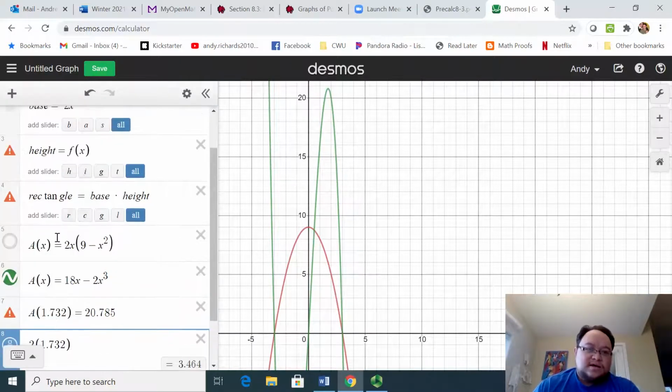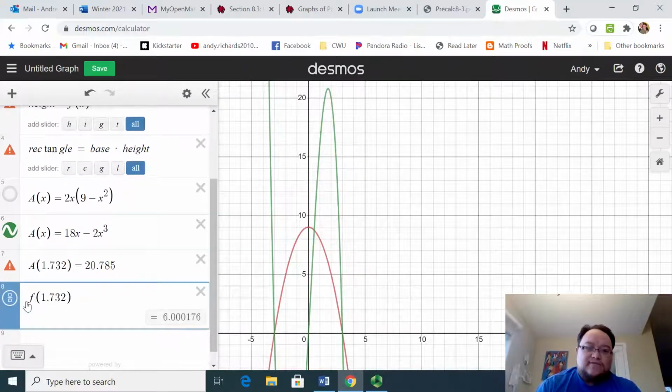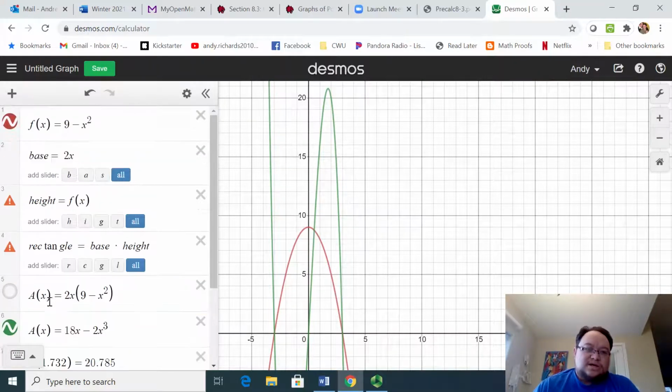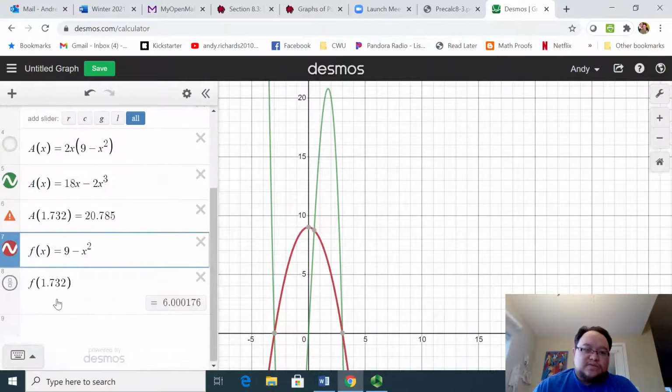My height is going to be f of x. So I need to put this through f of x. So when I put this into my f of x here, I'll go ahead and drag it down so that way we can see it. When I put this 1.732 in for x here, well then that's going to give me the height of it, right? That's going to get me to the upper corner of this thing. So my base is going to be double this, 3.464, and my height is going to be this 6.000176.